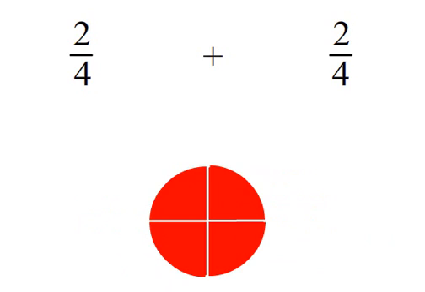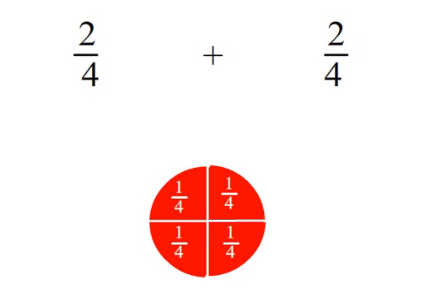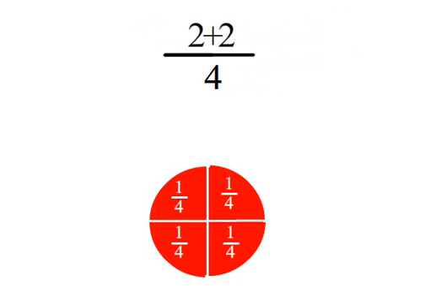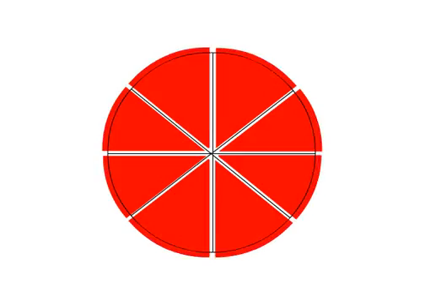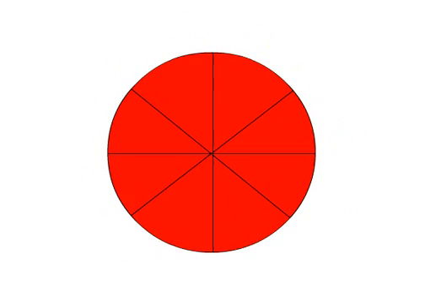What do we get? Well, count the pieces. 1, 2, 3, 4 pieces. And each piece is 1/4, so we have 4 over 4. Notice that we have a whole circle, so the whole thing equals 1. Incidentally, this is why any number divided by itself is equal to 1. If you divide a circle into 8 pieces and take all 8, then put them back together, you get 1 whole circle.